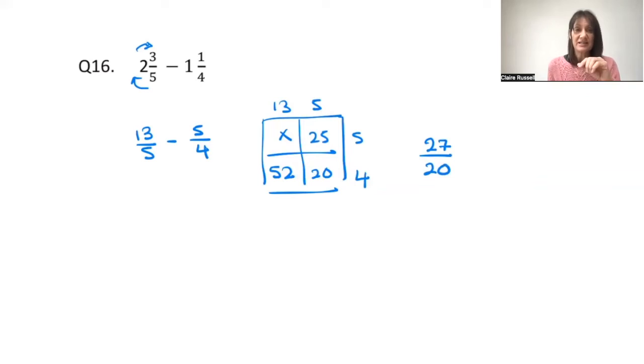This question doesn't ask you to simplify or give your answer as a mixed number. So you could literally stop there and get all your marks. We will change it because it's good practice, but just be aware of that. It's a useful thing to know. So how many 20s can I get into 27? Or 1 with 7 left over the 20.